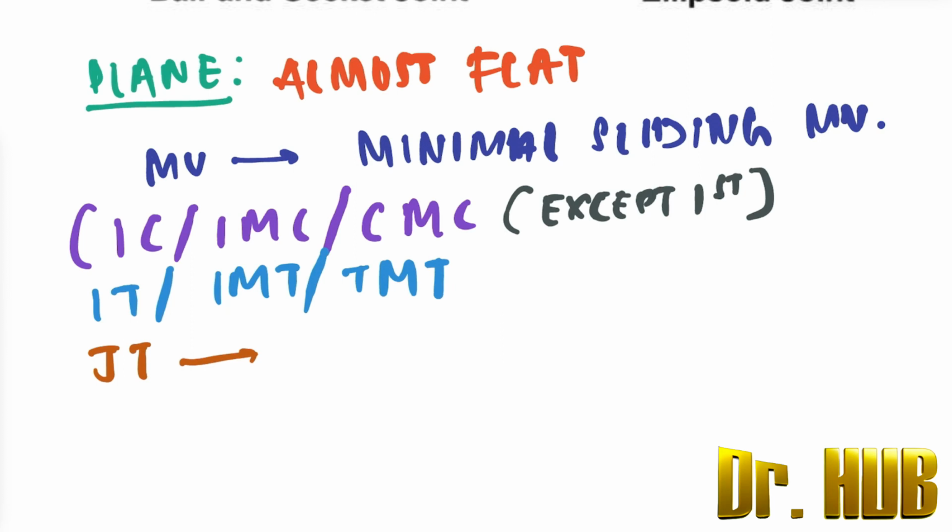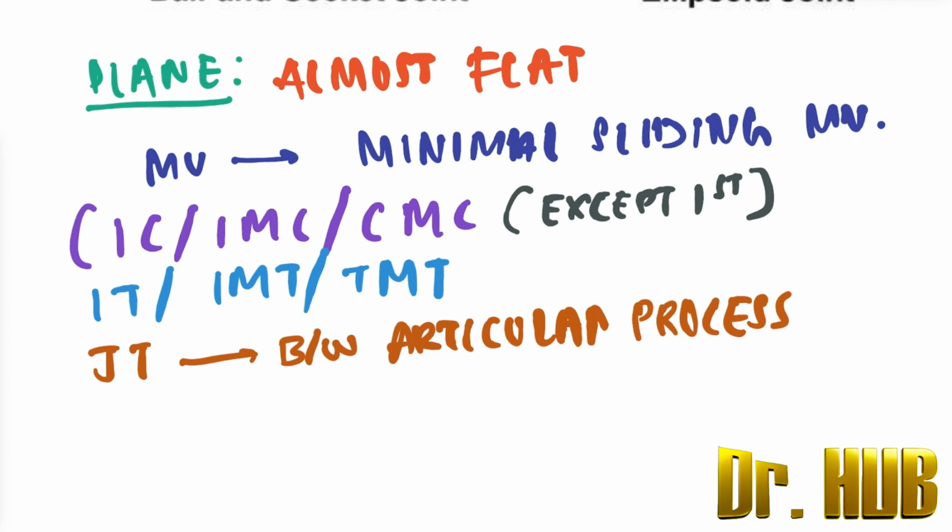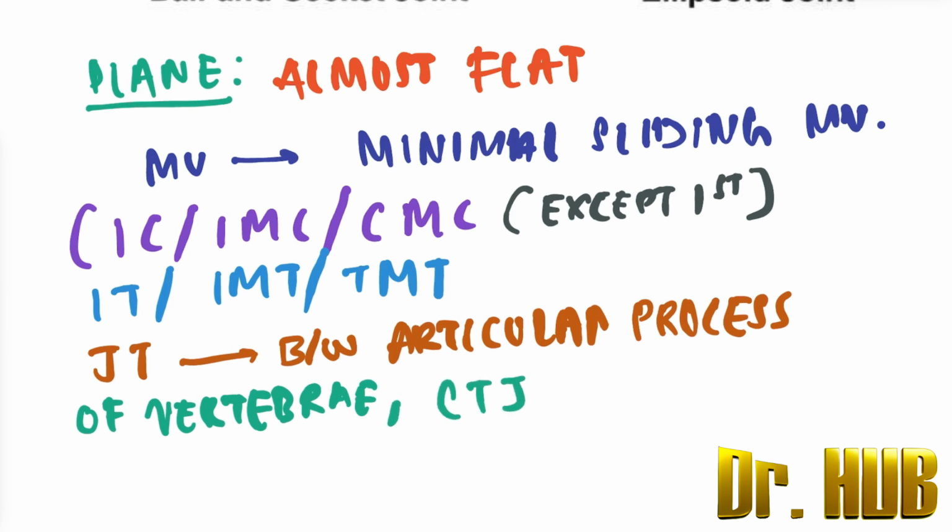So you're looking at the joints between the articular processes, and this is of the vertebra. Then the cricothyroid joint, writing it as CTJ, and the cricoarytenoid joint, the CAJ. Then there is also the superior tibiofibular joint, STF.